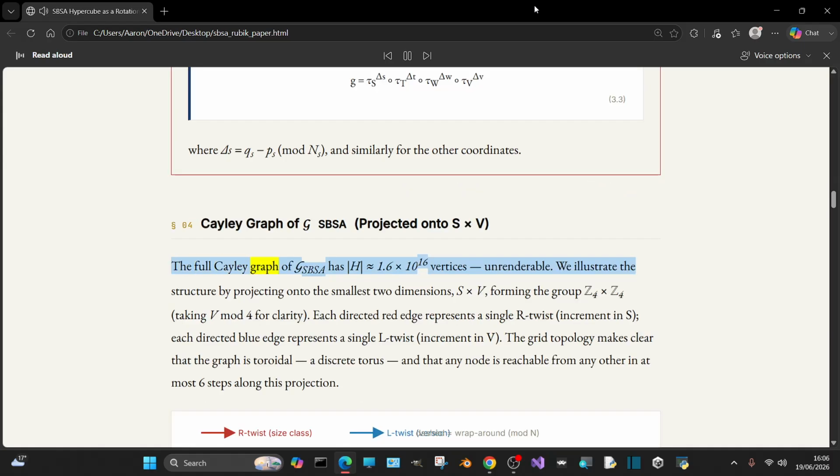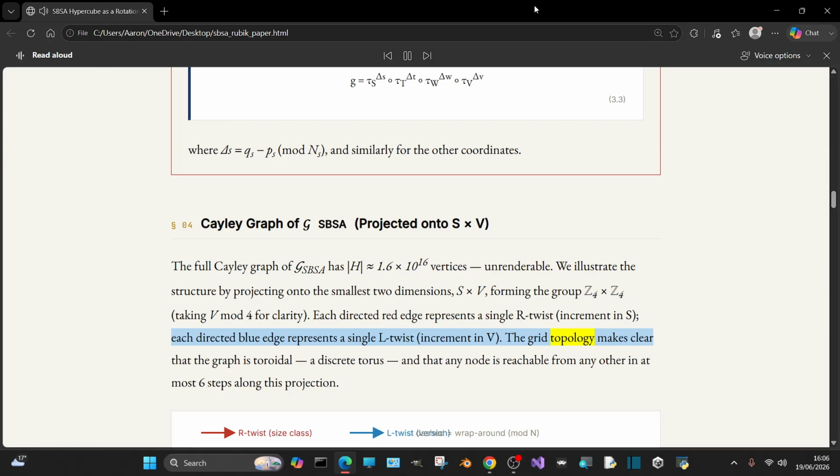The full Cayley graph of SBSA has H ≈ 1.6 × 10^16 vertices, unrenderable. We illustrate the structure by projecting onto the smallest two dimensions, S × V, forming the group 4 × 4, taking V mod 4 for clarity. Each directed red edge represents a single R twist, an increment in S. Each directed blue edge represents a single L twist, an increment in V.